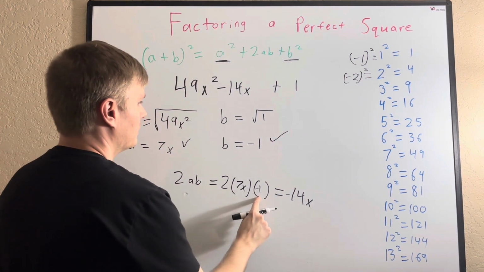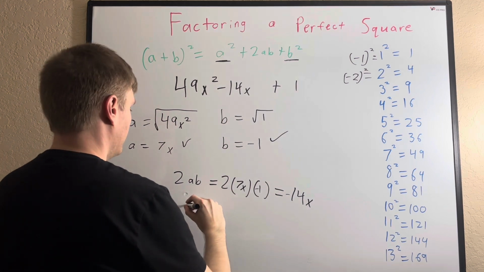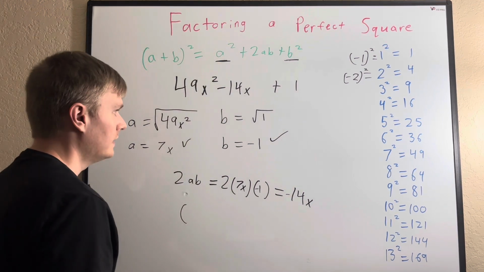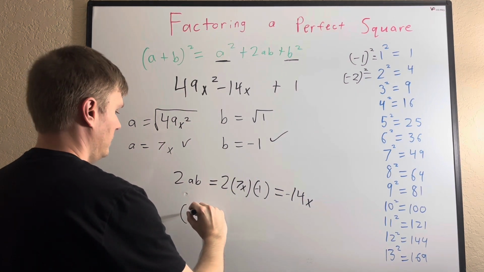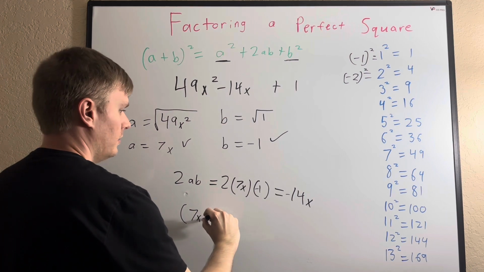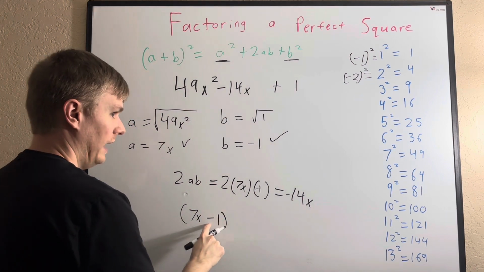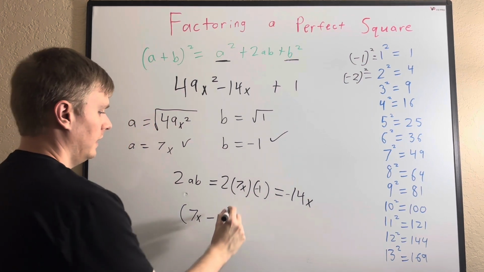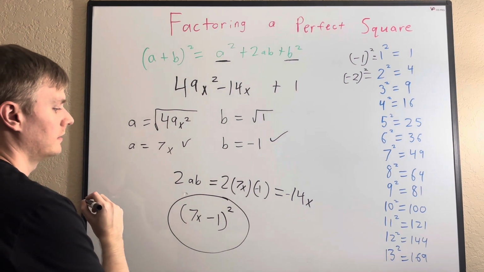And now we're good. So our answer is a plus b quantity squared. So a plus b, which is negative, so adding a negative is just subtracting it, quantity squared. And there is your answer. It's all factored out.